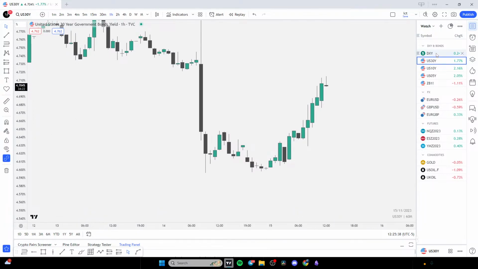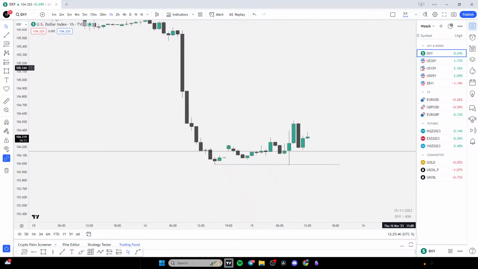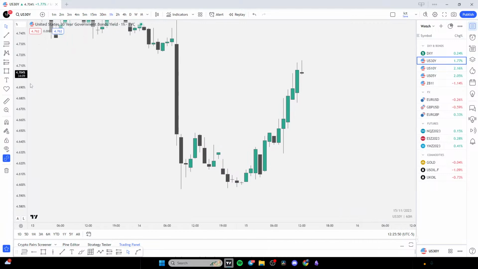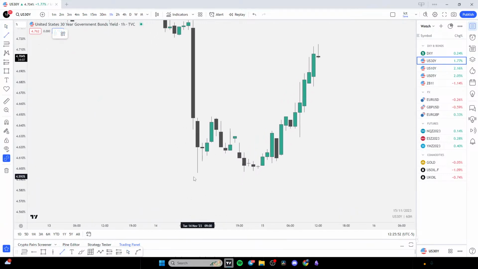As you can see, the same price action. Now this is important, so take some notes on this if you're going to take anything from this live. As you can see, the price action on dollar and these three are very similar. What I like to point out here is on the 30-year, we didn't take the low which was left on the 14th at 9 a.m.